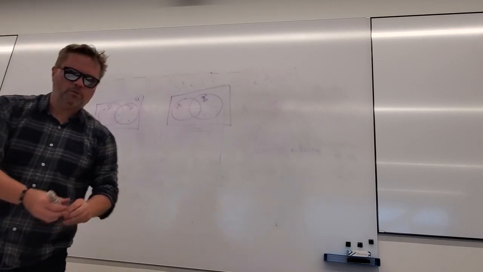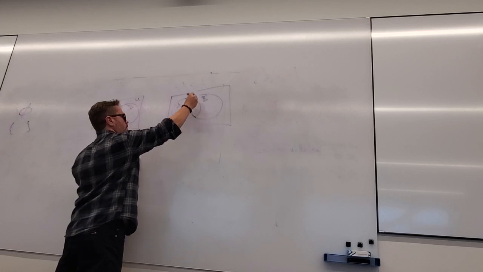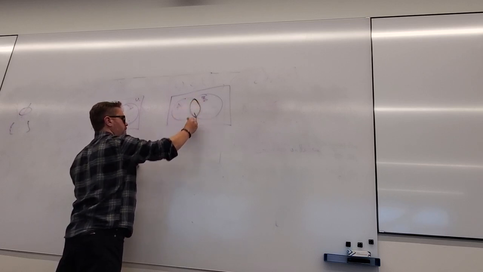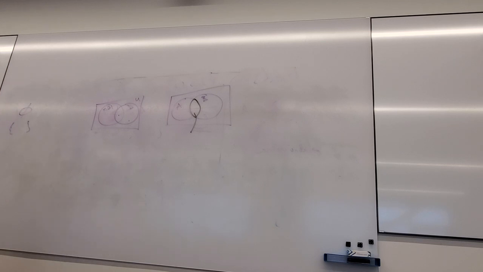Does anyone know what this region here is called? What do you think? It's where those two circles do what? That's where they overlap, it's where they converge. What's another way you could say that? Okay, not quite what I'm looking for, but I love that you know the word. This is not quite the union yet.